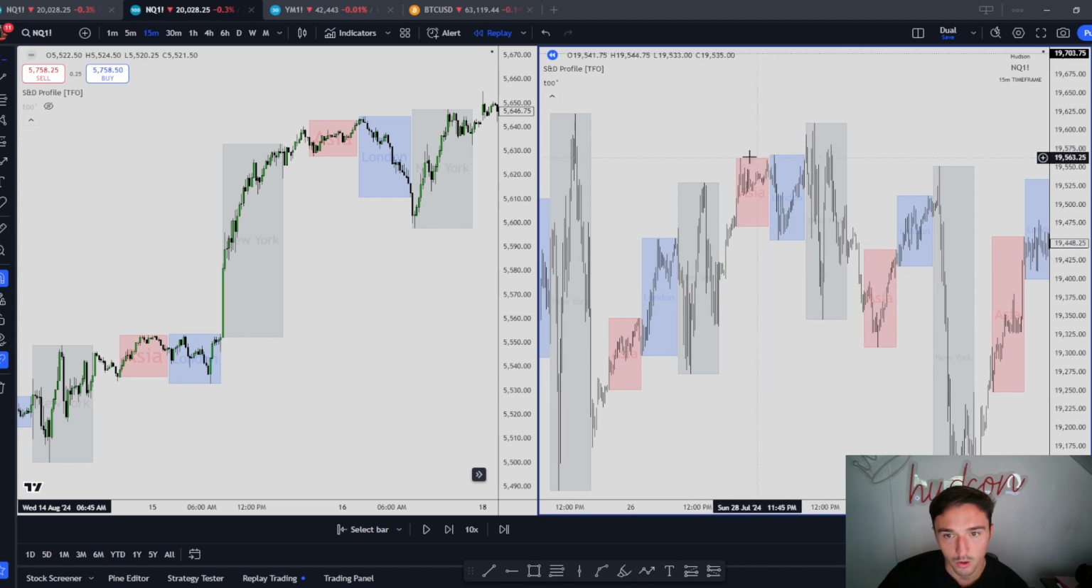Right here, what do we see? London takes out the high and low. New York takes out the high and low of London. So very simple. Those are the three. I don't know if there's any more, right? And I don't know if a lot of people use seek and destroy as a daily profile, but I do. So just use whatever you like, right? I like seek and destroy, so I only use these 3 daily profiles.